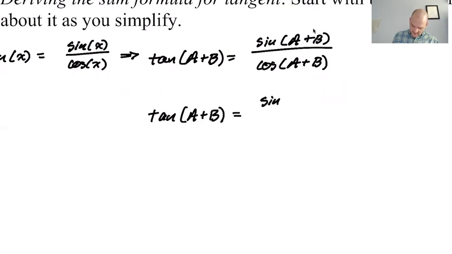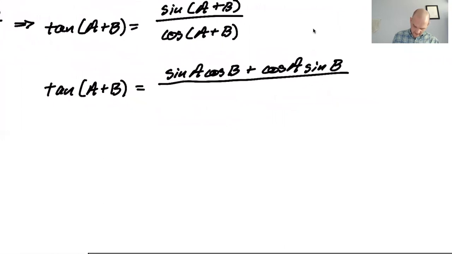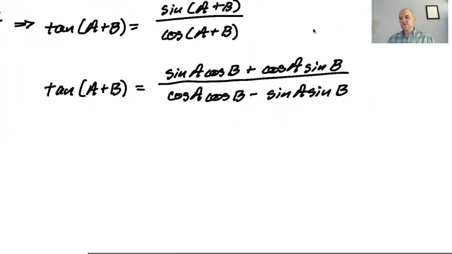So it's sine a cosine b plus cosine a sine b, over cosine a cosine b minus sine a sine b. This is why you got to know these. Well, this is like 1/1,000,000th of why you need to know these, but it's still a reason to know them. Okay, so we got this.